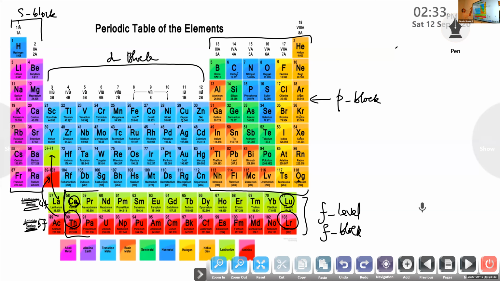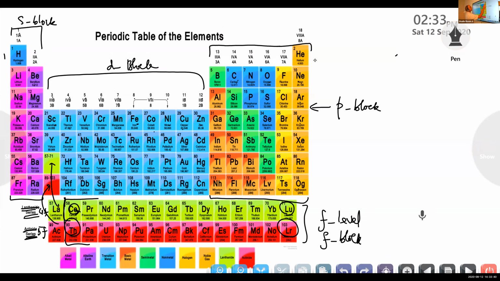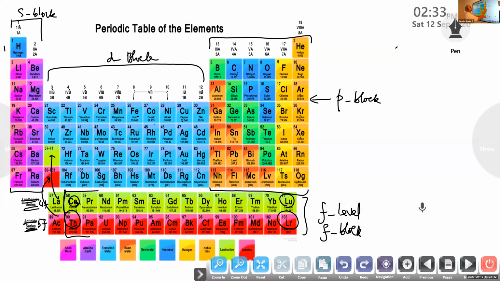Say 7 periods. Period 1, period 2, period 3, 4, 5, 6, and 7. These are the 7 periods, the horizontal rows.